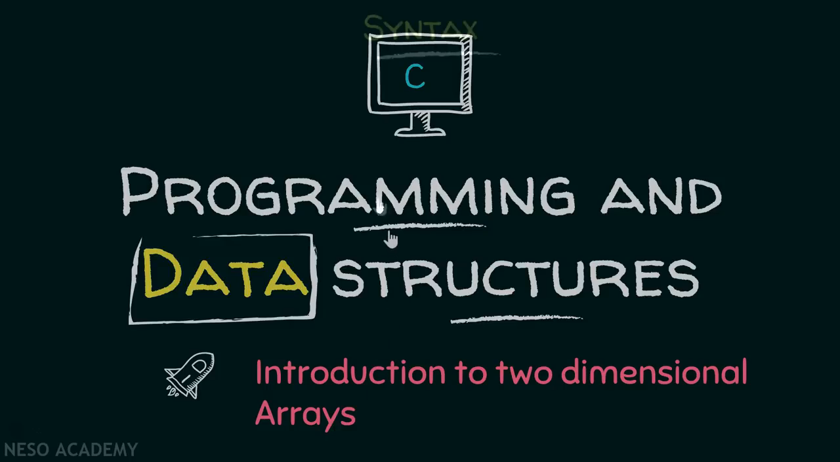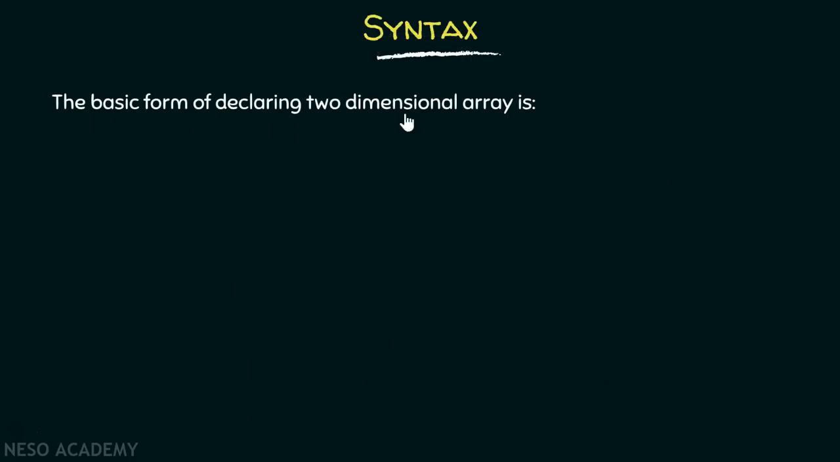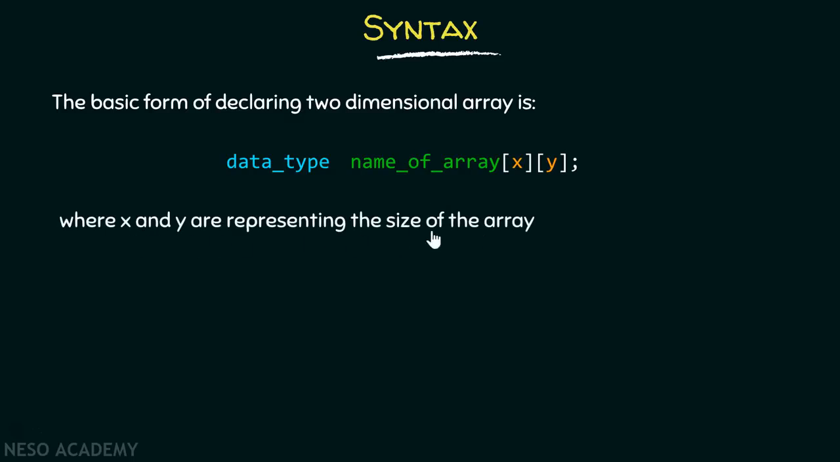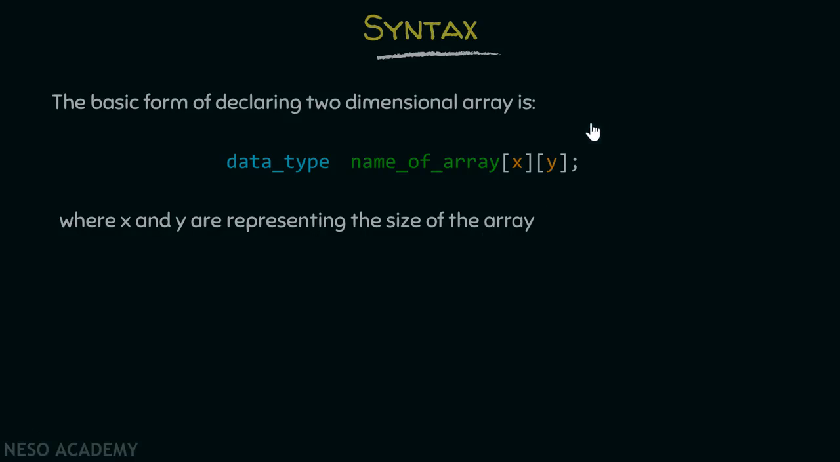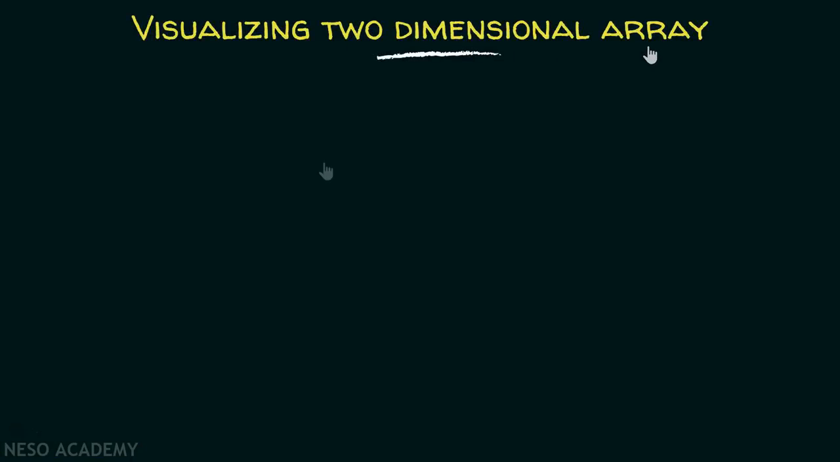So let's get started. First of all, the basic form of declaring a two-dimensional array is you have to specify the data type, then the name of the array, and then within these square brackets you have to specify the sizes. X and Y here represent the size. Okay. Now let's address our first question, that is how to visualize a two-dimensional array.